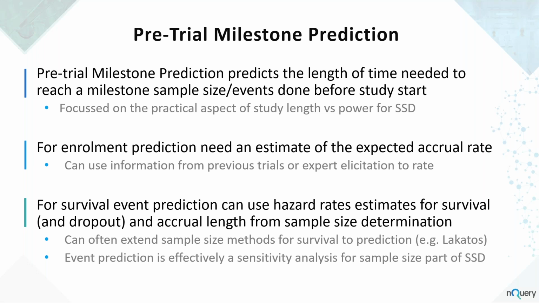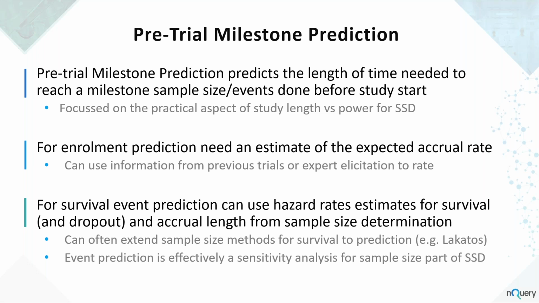Of course, where does the information come from? You're likely to use information from previous trials, or from expert elicitation, or from people down in the field to get an estimate of what that accrual rate is going to be. And then a simple accrual rate and a simple sample size target can usually get you a reasonable estimate of time pretty trivially.